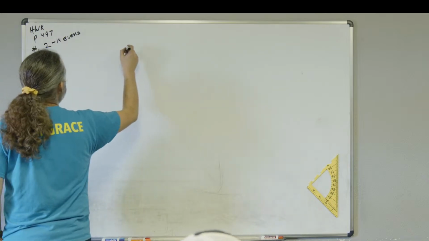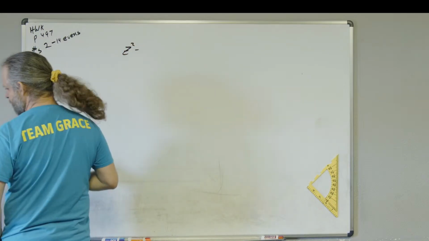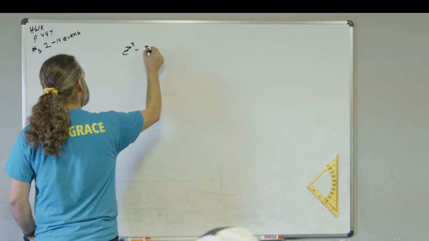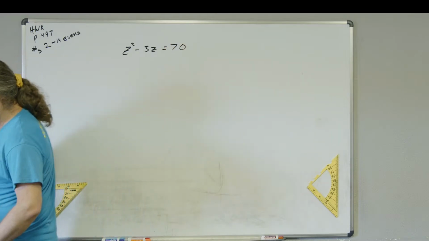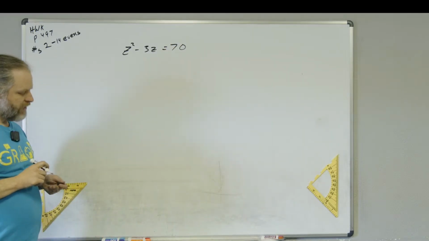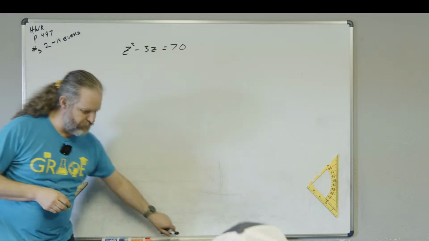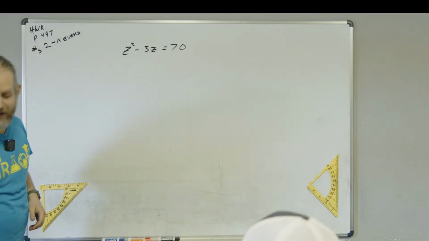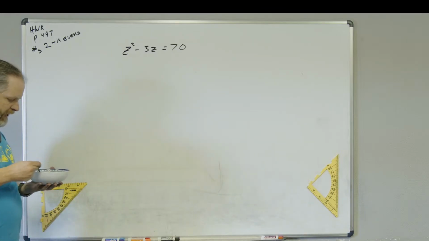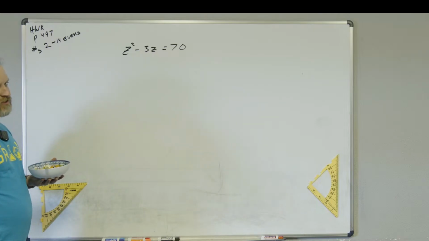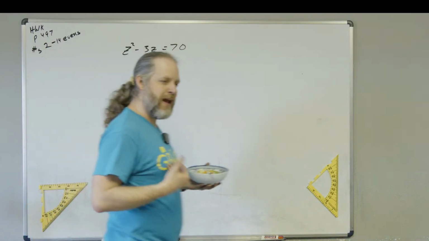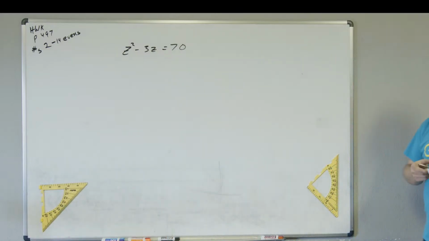Z squared minus 3z equals 70. Instructions say solve. So, what do you think we need to do? Yes, what should be screaming is factoring. But before we factor, in order to solve, it has to be completely factored and equal to 0.